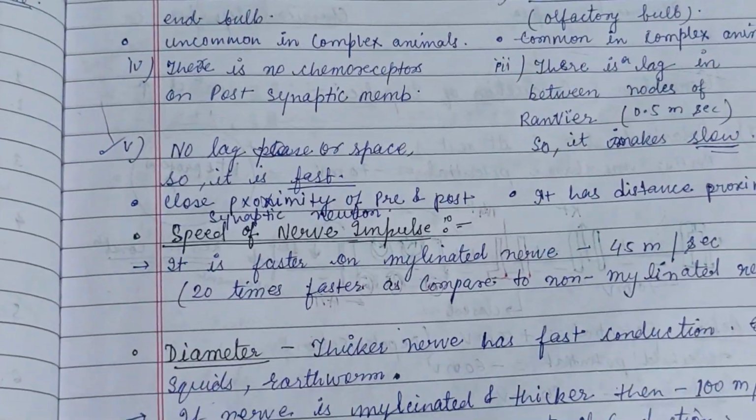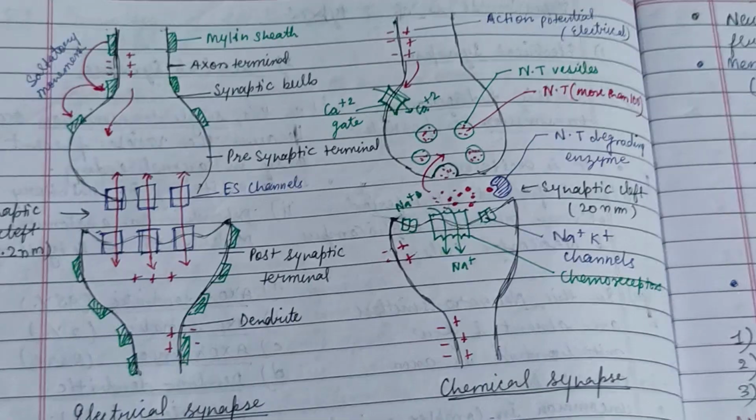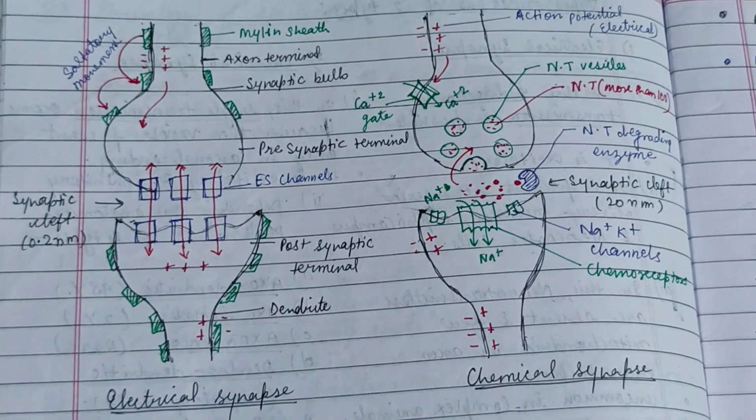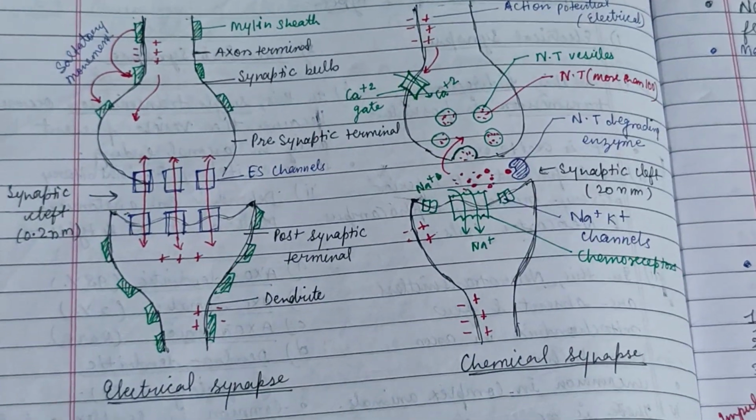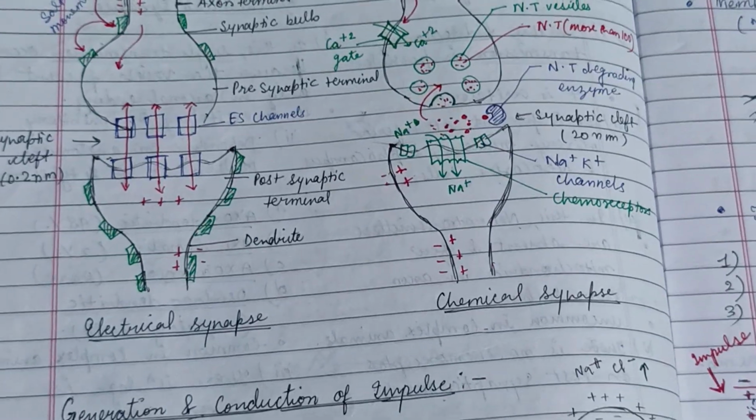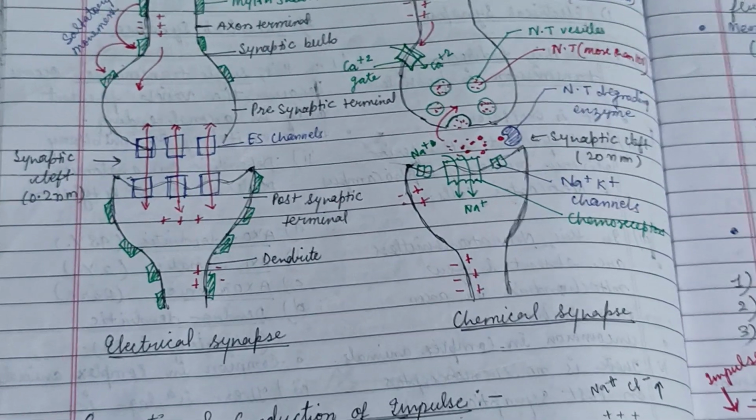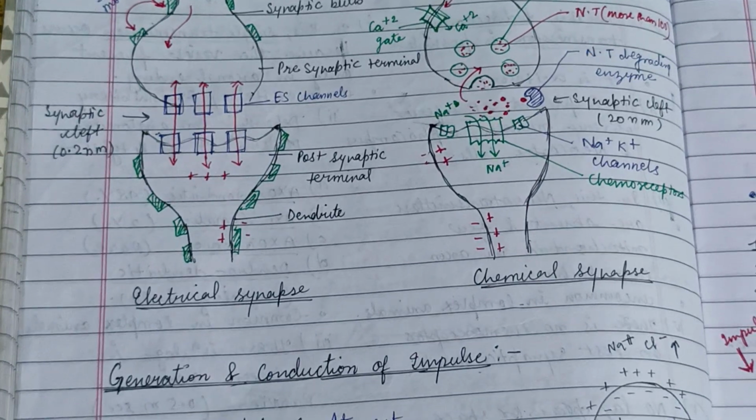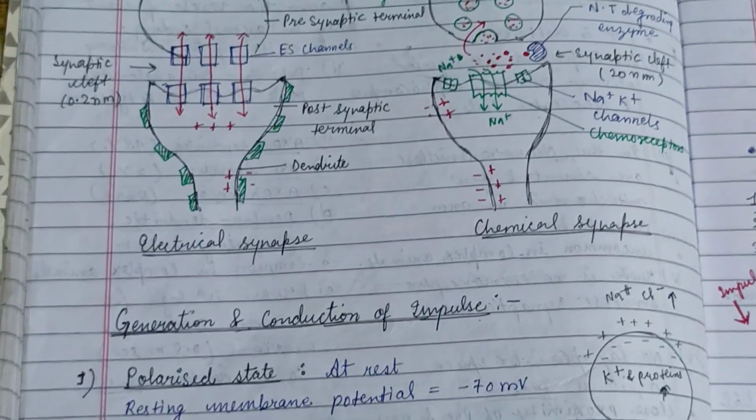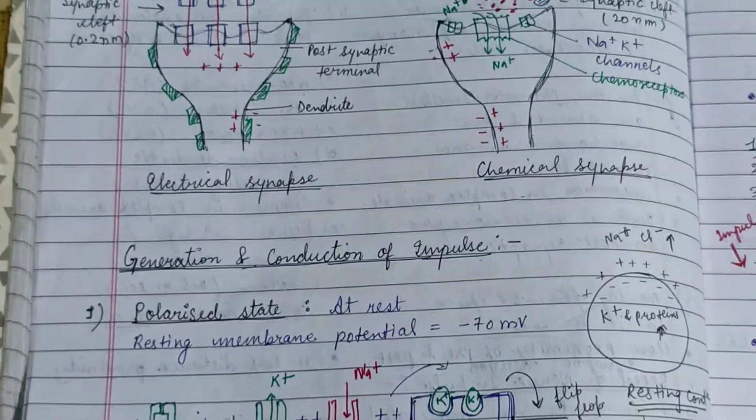So here are the following differences. Here is the figure of the electrical synapse and the chemical synapse. At the synaptic cleft in the chemical synapse, the chemicals are released, whereas in the electrical synapse, the impulse is passed from the pre-synaptic terminal to the post-synaptic terminal directly.